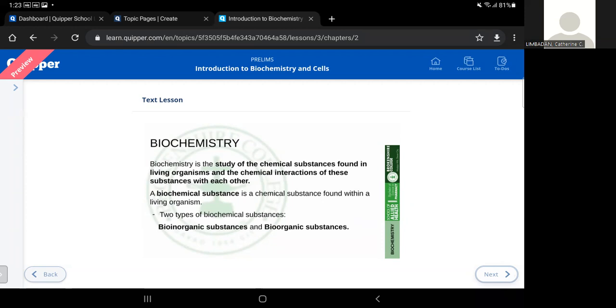Just to give you a glimpse of the difference between the two, especially for the organic substances: when we talk about bioorganic substances, it pertains to those molecules or substances containing carbon, and also hydrogen, oxygen, and other elements like sulfur and phosphorus. Primarily, what differentiates an organic from an inorganic is the presence of carbon.